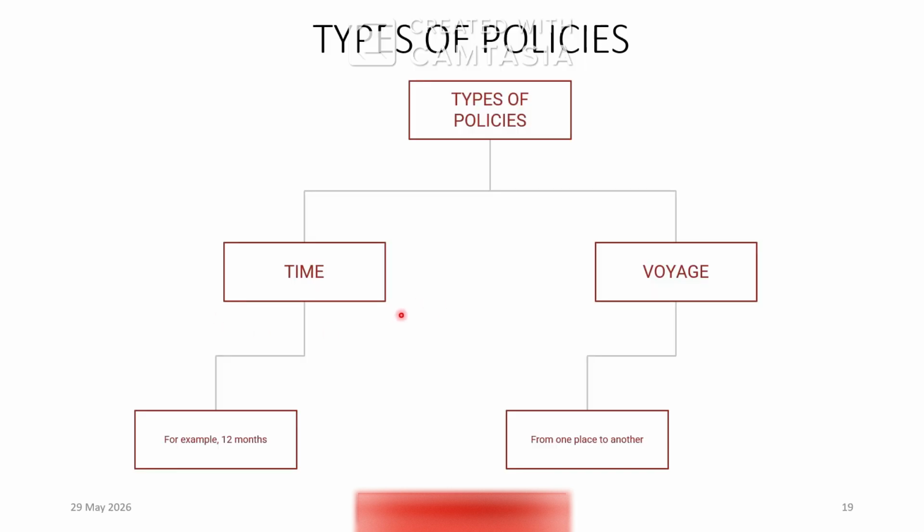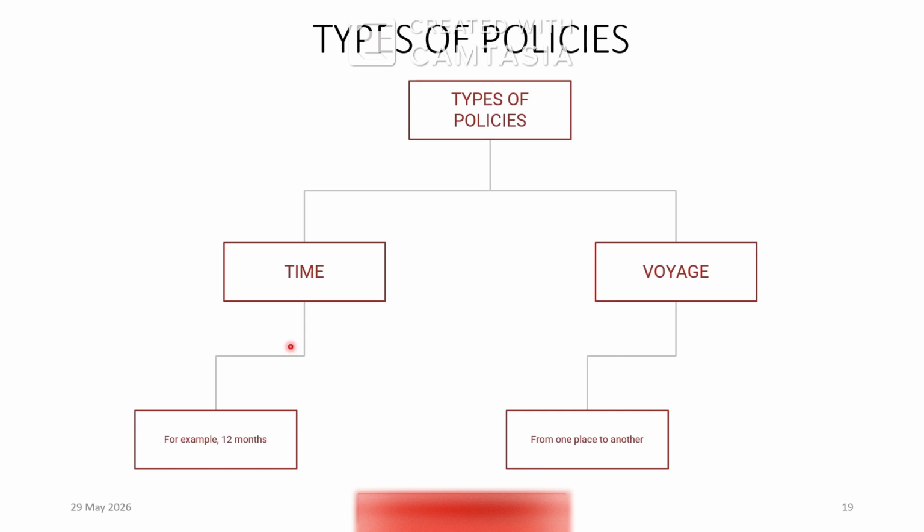So in the maritime industry, we have basically 2 types of policies. The first one is based on time. Most of the time, the time charterers use this type of policy. So this is called the time policy. These time policies can extend up to 12 months. Sometimes it goes for maybe 6 months, 4 months. So for a specific time, the ship or carrier buys this type of policy.